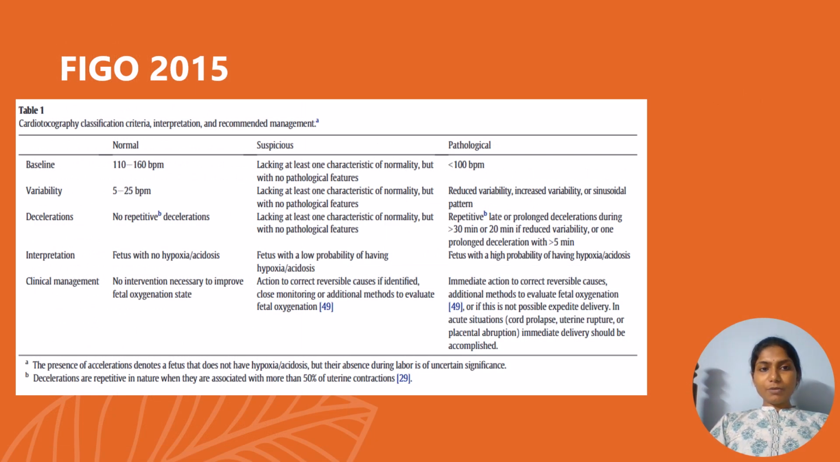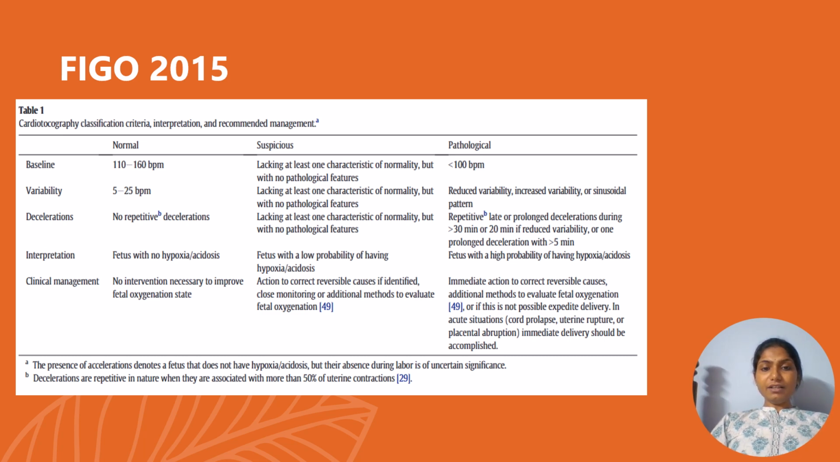This was slightly modified by FIGO in 2015 with a normal category, a suspicious category, and a pathological category. So we'll go to the last slide, that is clinical management. For a normal category, there is no need of any intervention, but for the suspicious category, we have to correct any reversible causes, like if there is any tachysystole or hyperstimulation, we have to give tocolytics. Usually terbutaline 250 microgram subcutaneous stat is given, and close monitoring.